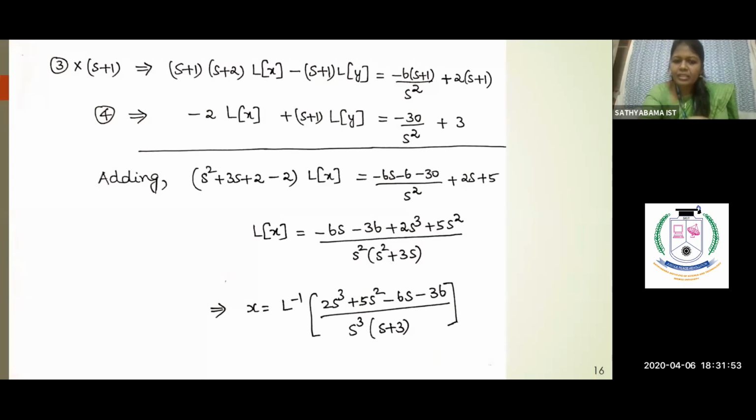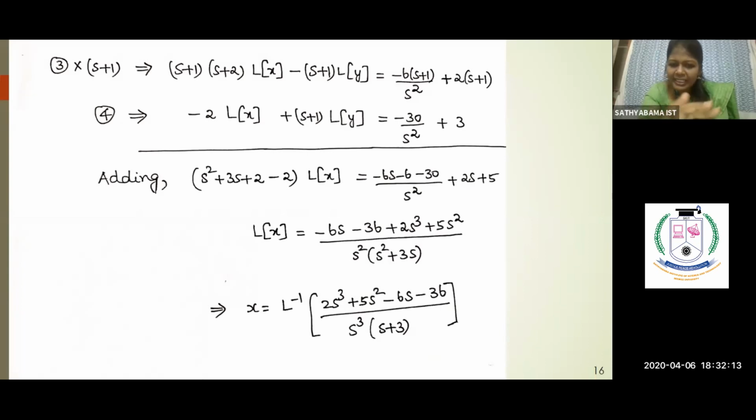Have you understood? Okay. Now, if you look here, in the denominator, please look in the denominator. This s square plus 3s has an s common, so I've taken that s also outside. That is how I'm getting s cube. Look at the last step. I'm getting s cube into s plus 3 because I've taken one more s common.